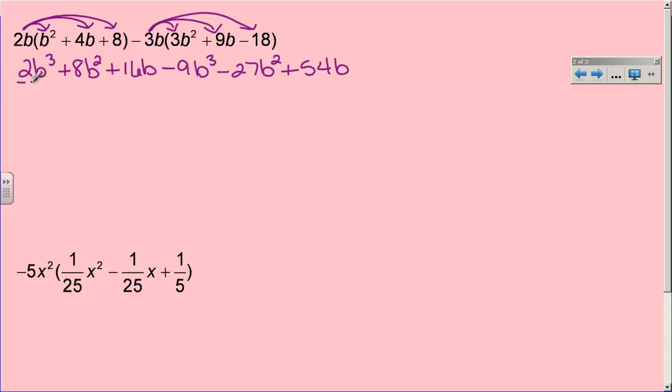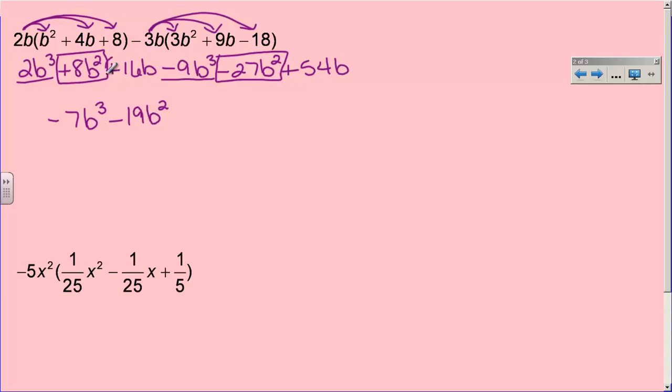You have 2b to the third minus 9b to the third. So I'm going to go ahead and subtract. That gives me negative 7b to the third. Then I have 8b squared minus 27b squared, and when I do that one, you get minus 19b squared.